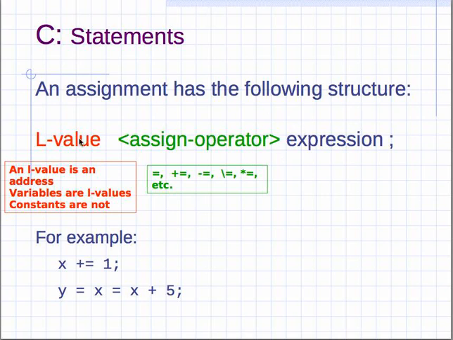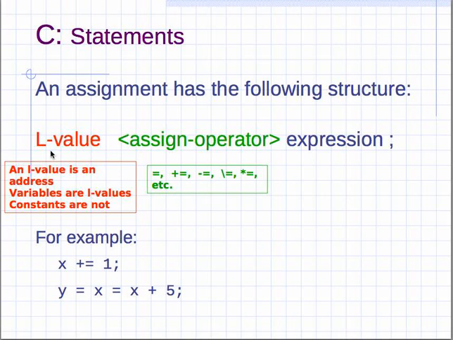So when you say y is equal to x, you're storing the value of x in the location that's indicated by y. So once again, an L value is an address, and variables are L values, constants are not L values. So you cannot have a constant and assign some value to it, because you have one chance, that's when you declare a constant, you assign a value. In that case, a constant is an L value sort of, but after that you cannot use a constant on the left hand side of an assignment operator.